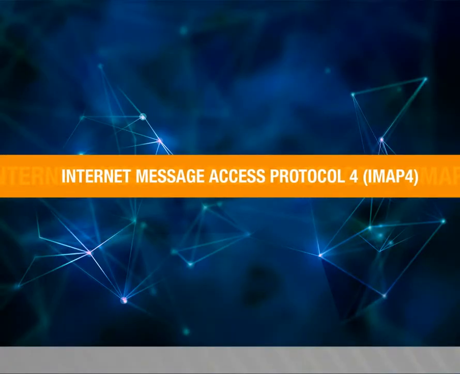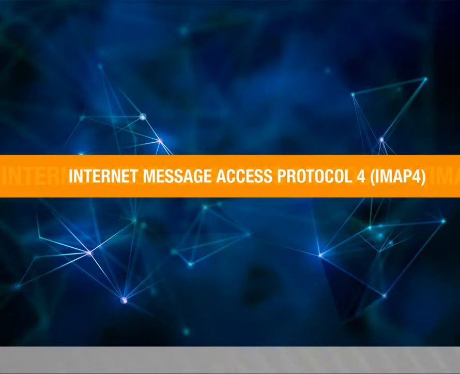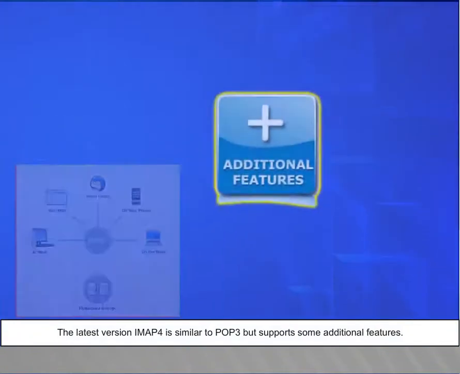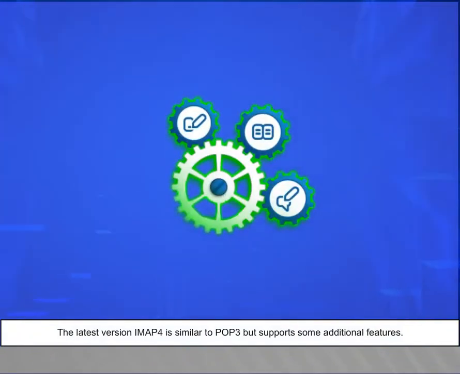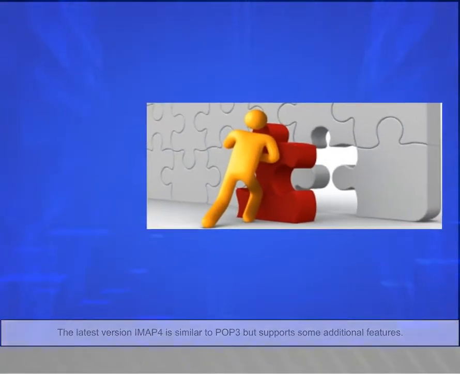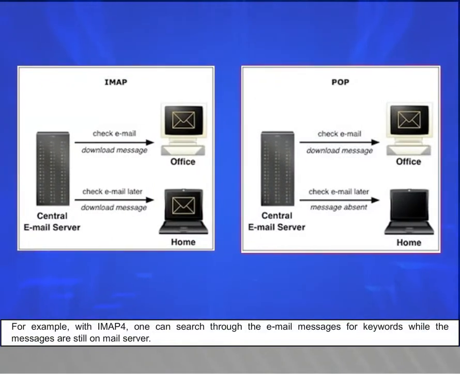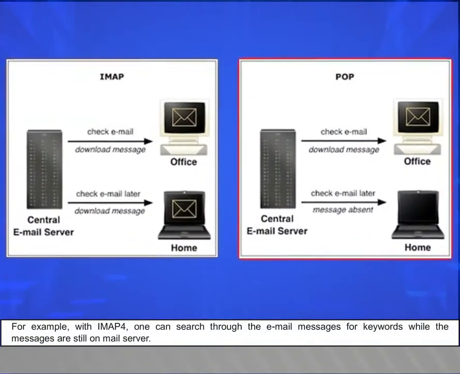Internet Message Access Protocol 4, that is IMAP 4. In this video, we are going to see about Internet Message Access Protocol 4, IMAP 4. Internet Message Access Protocol is a protocol for retrieving email messages which can be used as an alternative to the POP3. The latest version, IMAP 4, is similar to POP3 but supports some additional features. For example, with IMAP 4, one can search through the email messages for keywords while the messages are still on the mail server.